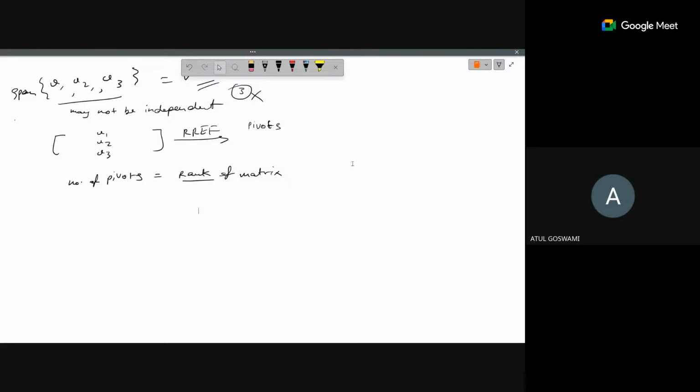Pivot will always be one, right? The leading entry should be non-zero, right? Non-zero means one, because we can always divide that row by that leading entry. So the pivot should be non-zero.